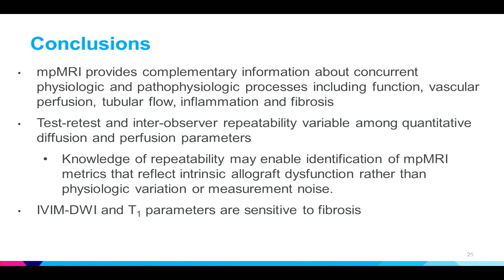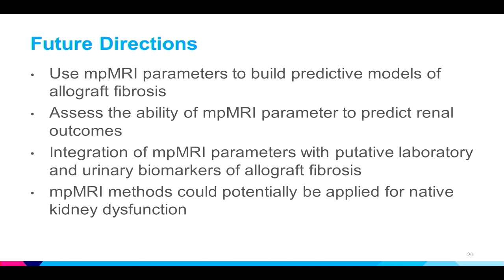So the premise of our research was that MpMRI provides complementary information on pathophysiological processes that would affect vascular perfusion, tubular flow, and could reflect inflammation and fibrosis. We also sought to examine the test-retest repeatability of MpMRI parameters and found that test-retest and inter-observer repeatability is very variable among quantitative, diffusion, and perfusion parameters. And we identified IVIM, diffusion, and T1 parameters that are sensitive to fibrosis.